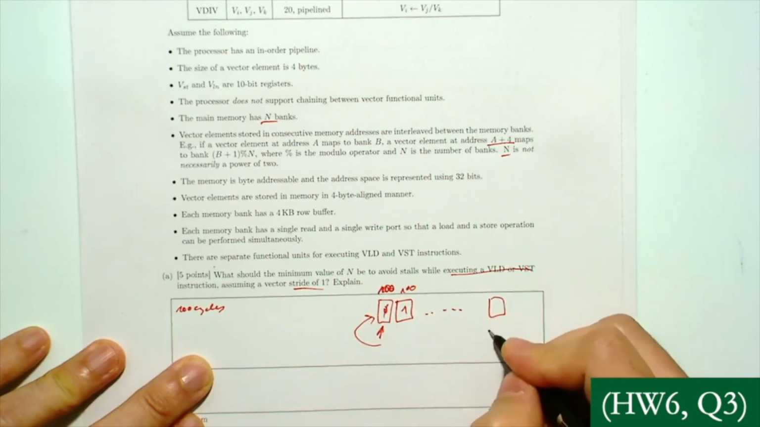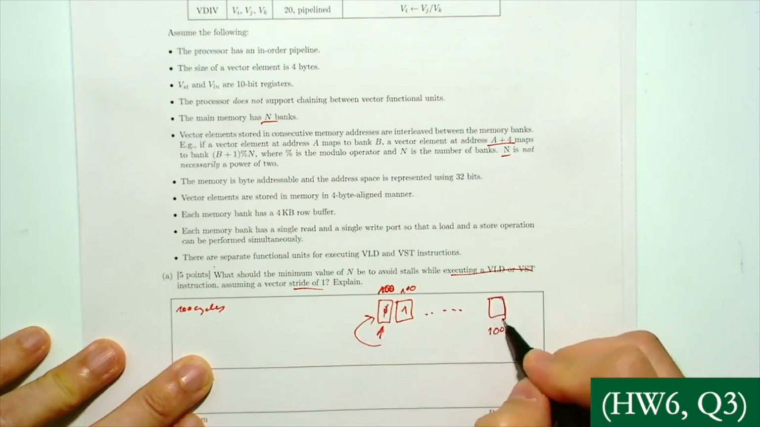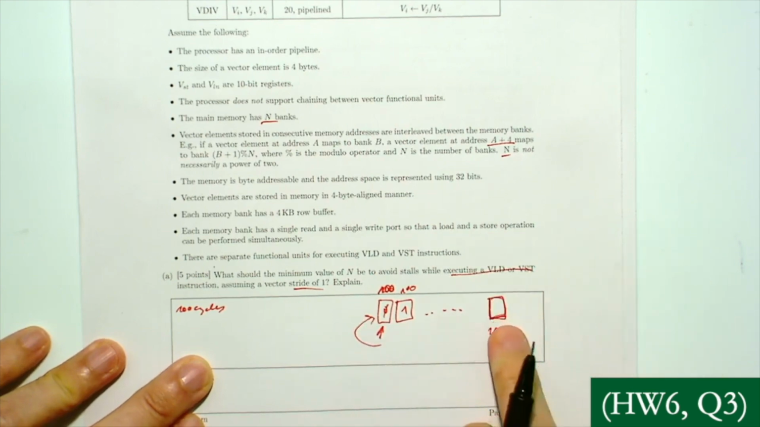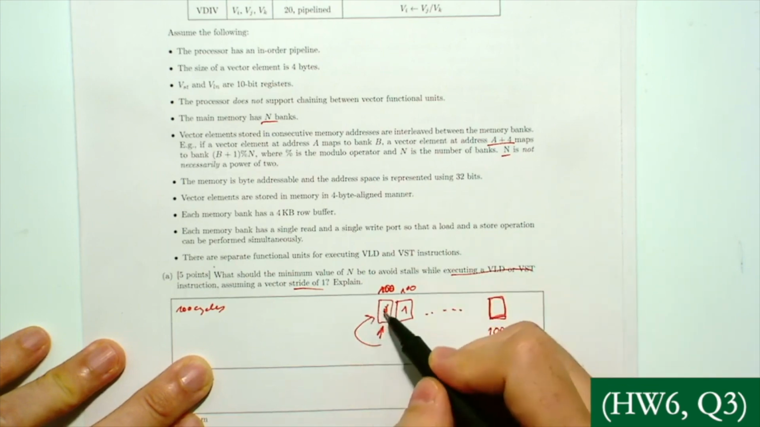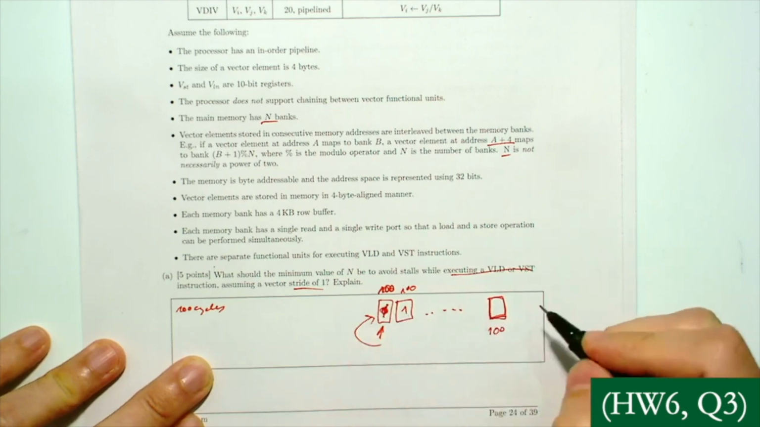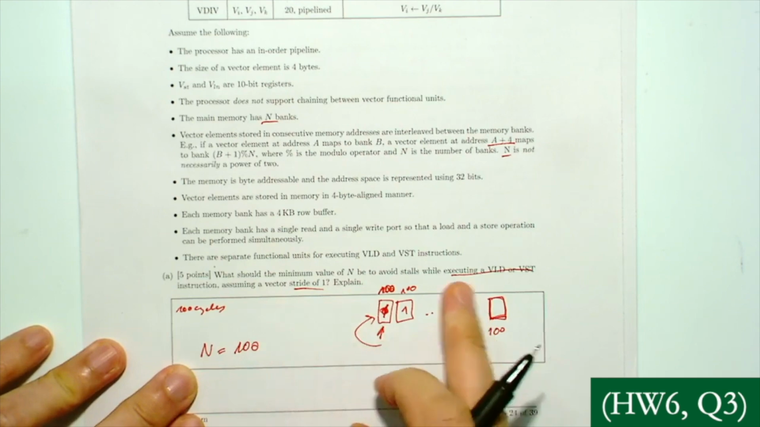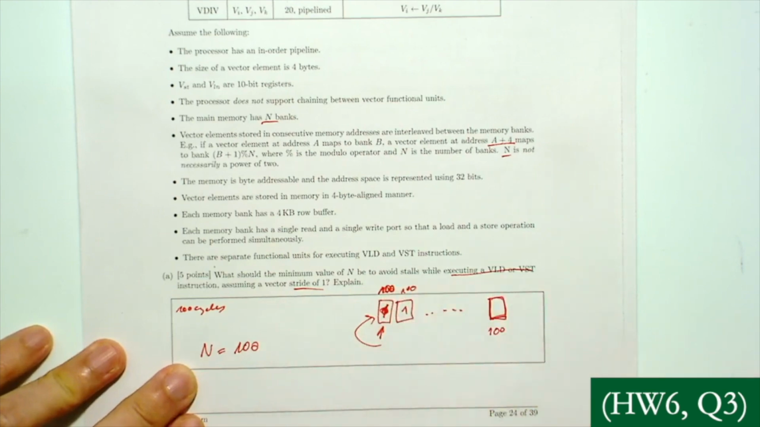So in cycle 100, we will access the last bank. And in the next cycle, the first bank will already be done with the first load. So 100 banks is enough to avoid any stall in loads or stores.